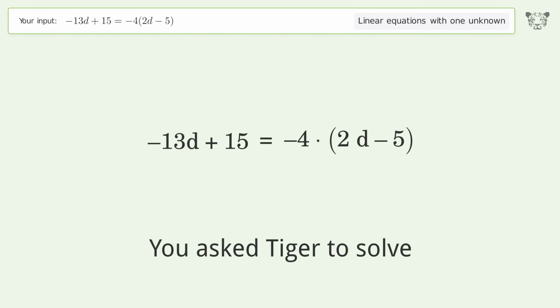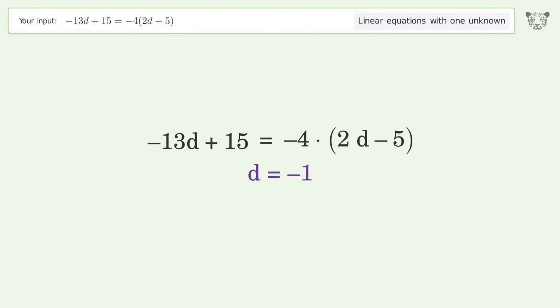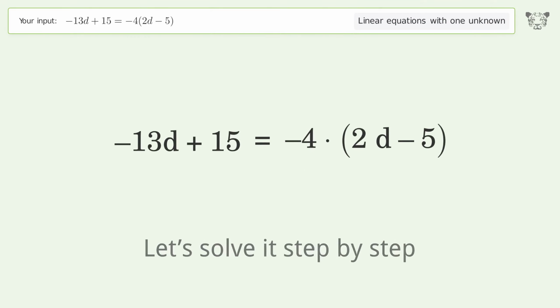You ask Tiger to solve. This deals with linear equations with one unknown. The final result is d equals -1. Let's solve it step by step.